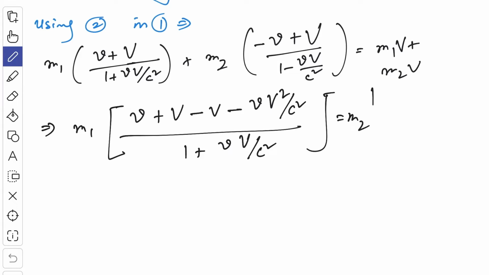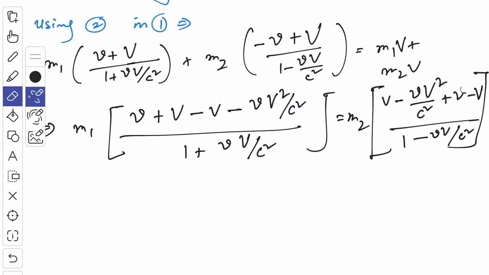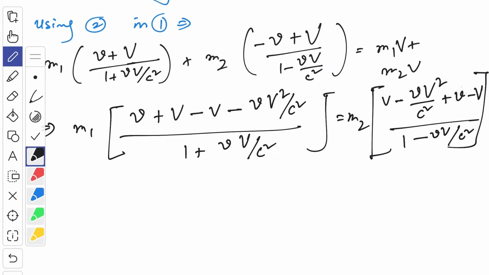On the other side of this equation will be m2, here capital V minus small v by capital V into capital V square by c square plus small v minus capital V, divided by 1 minus small v into capital V by c square. So here let me write this as small v properly. Okay, this is small v. Okay, so now here you see this 2 will be cancelled, here these 2 will be also cancelled.